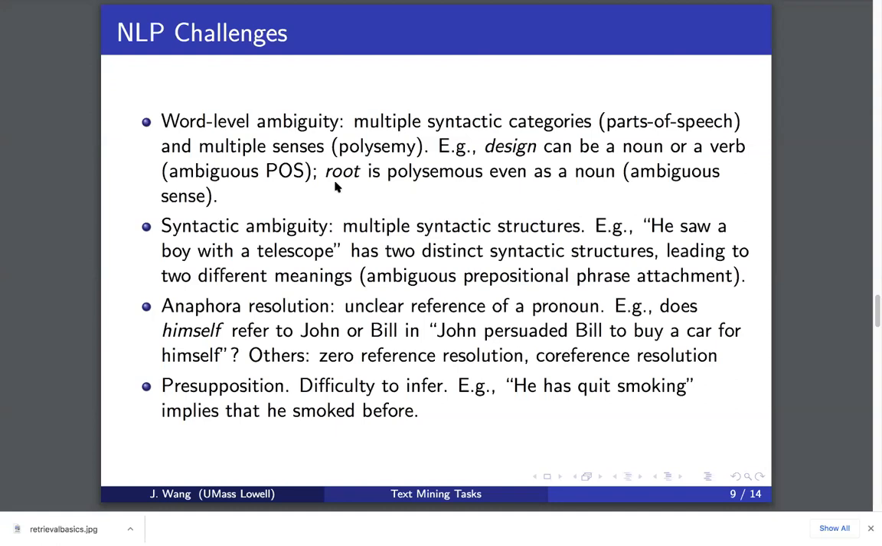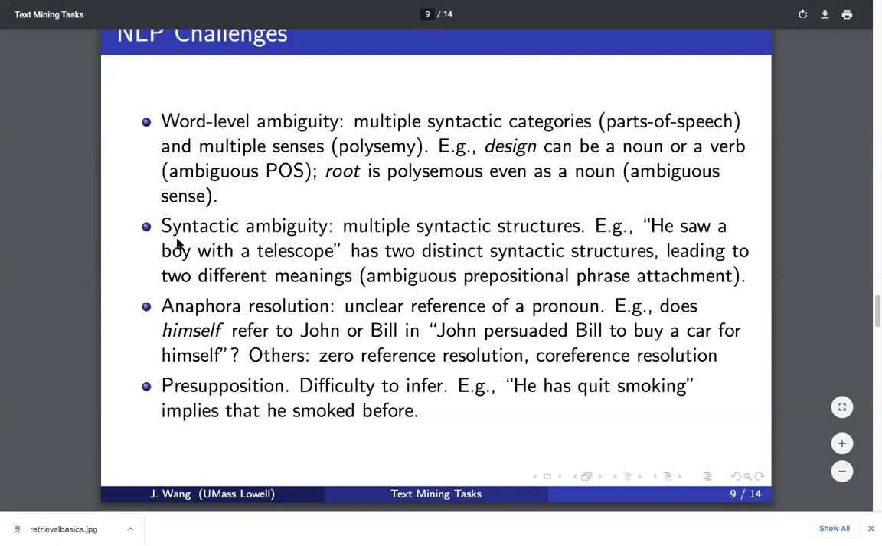For another example, sometimes a word has multiple senses. For instance, root is polysemous. It has more than one meaning, right? So it's polysemous even as a noun. For instance, it could be part of the plant or it could be a source, right? So it's ambiguous in sense. So how do we take care of this when we perform our text mining tasks? That is one challenge for NLP and also for text mining. When we develop text mining applications, we need to find ways to take care of this challenge.